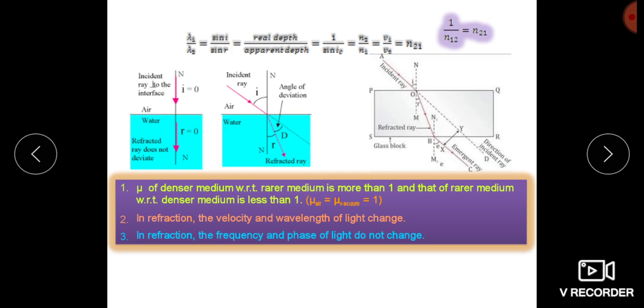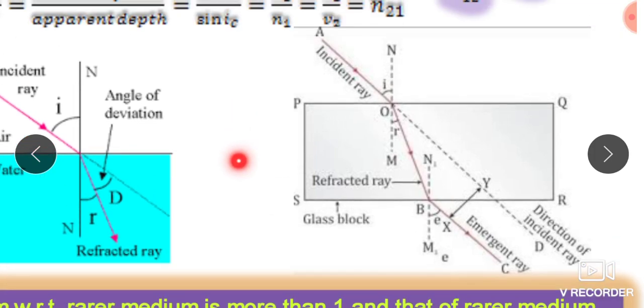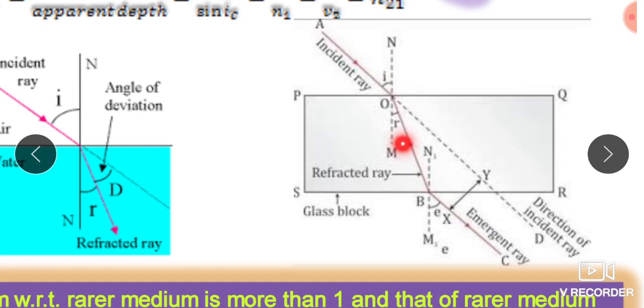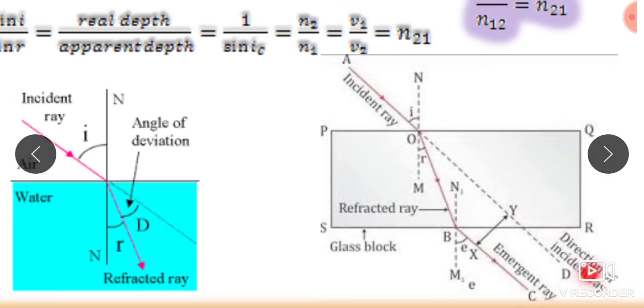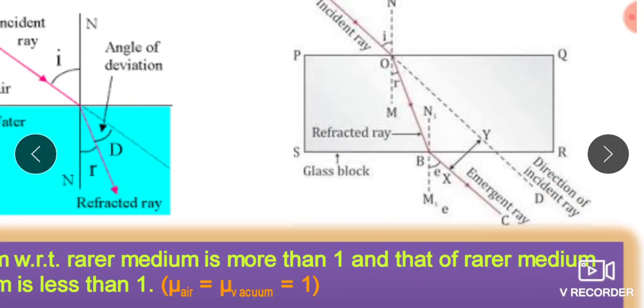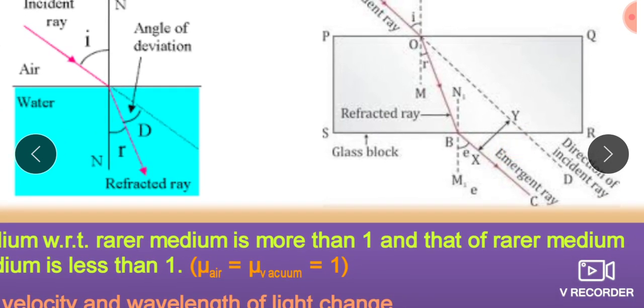Here see, when we are keeping a glass slab in the path of the ray, the first one is named the incident ray, next this is the refracted ray, next this is the emergent ray. If this PQRS glass slab is not there, the ray travels straight apart. So this is the direction of the incident ray and this is the emergent ray. The difference between them, this XY, is nothing but the lateral shift.